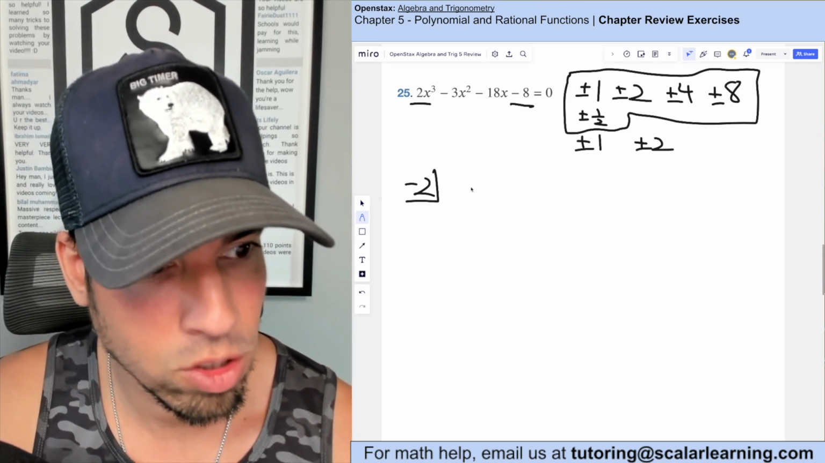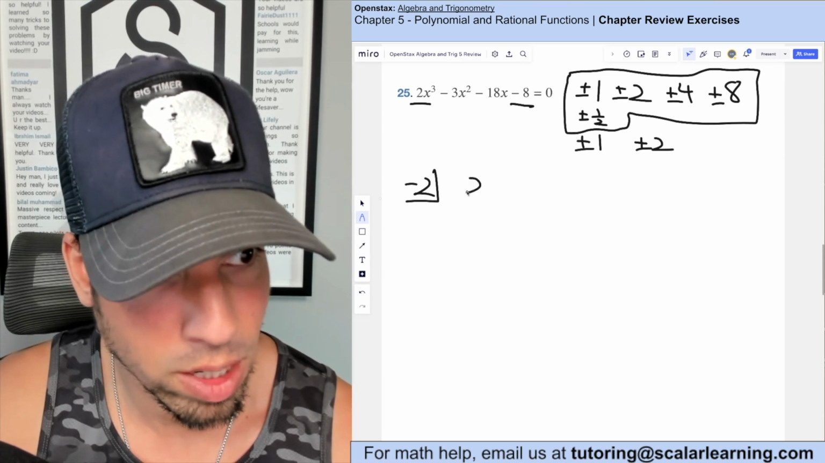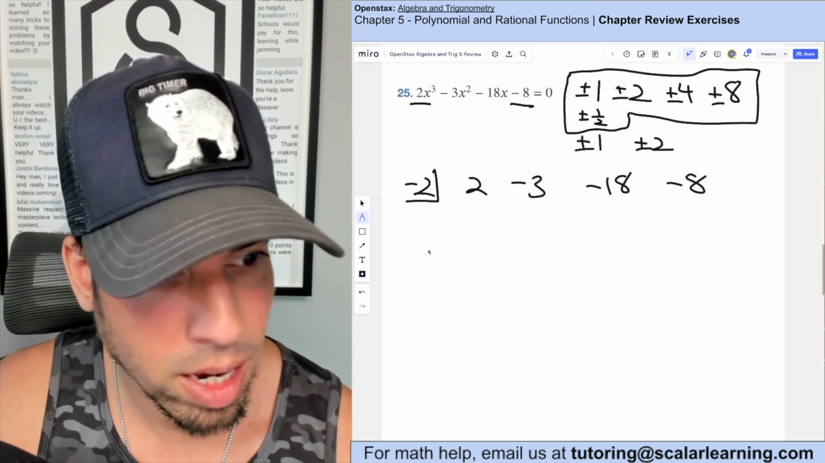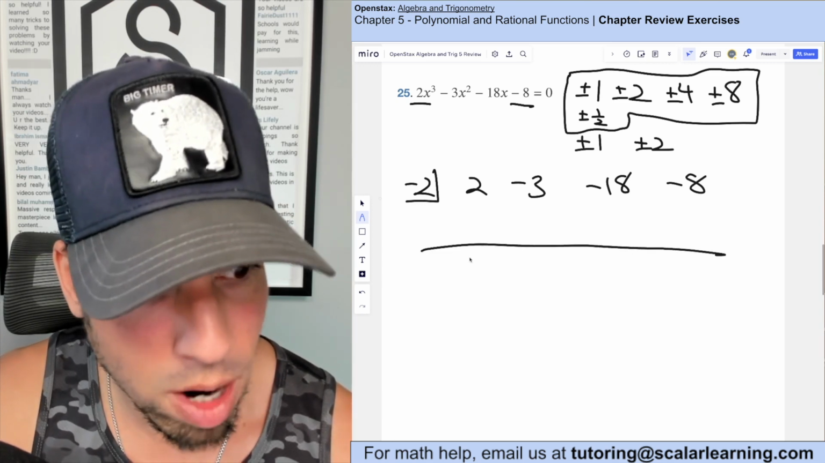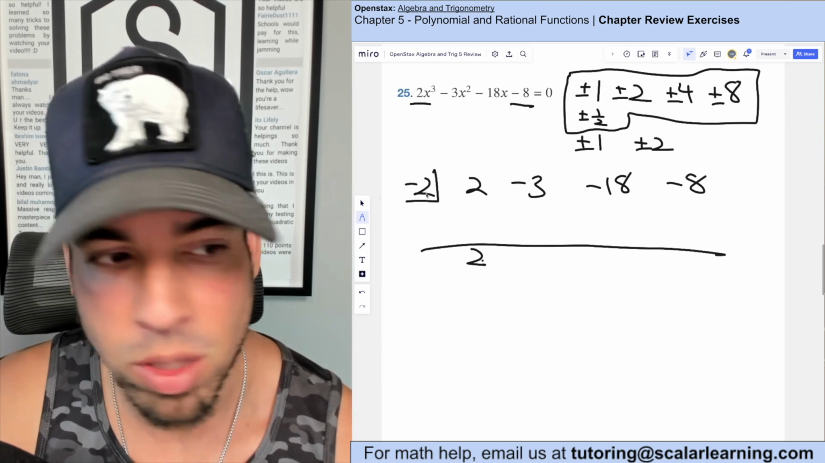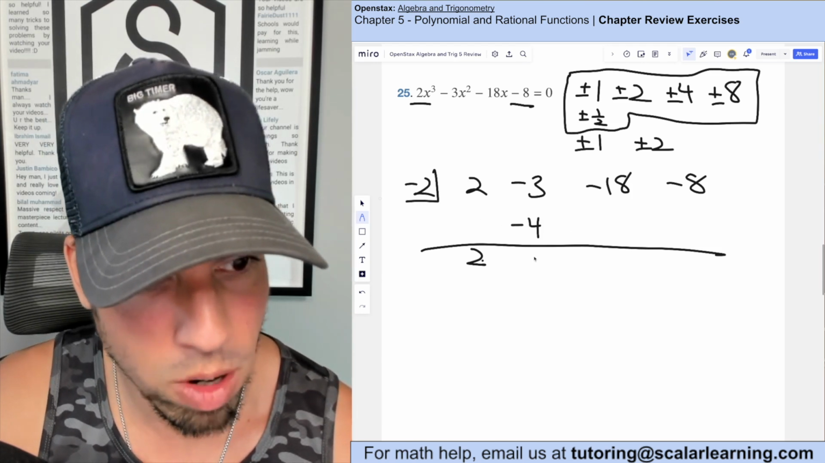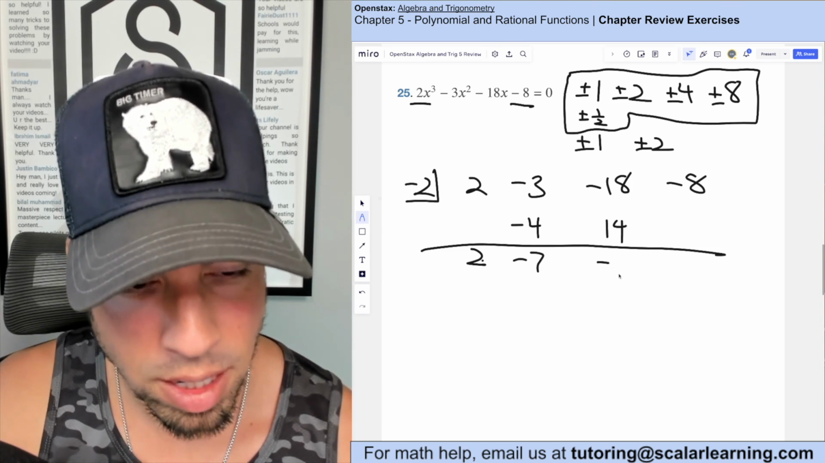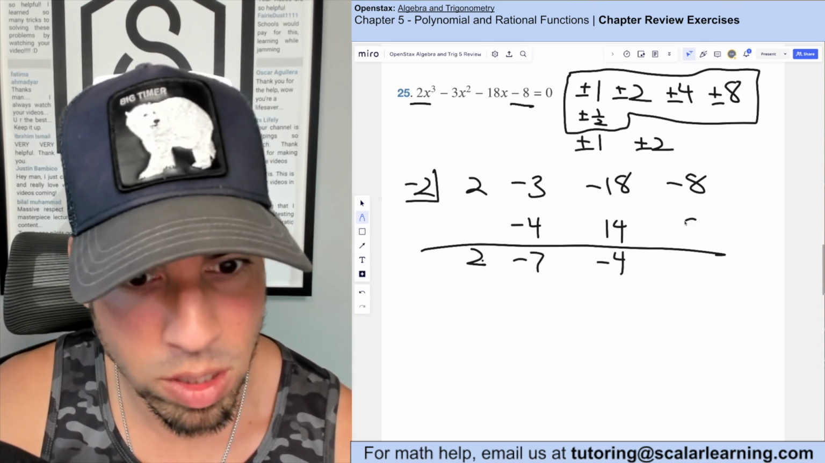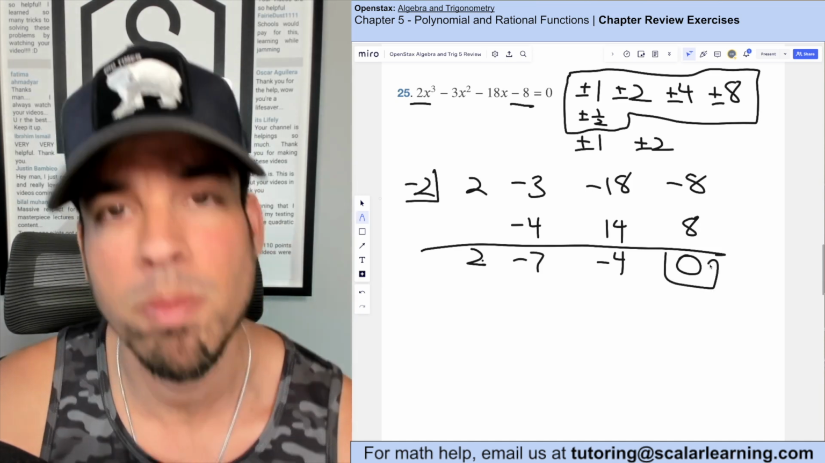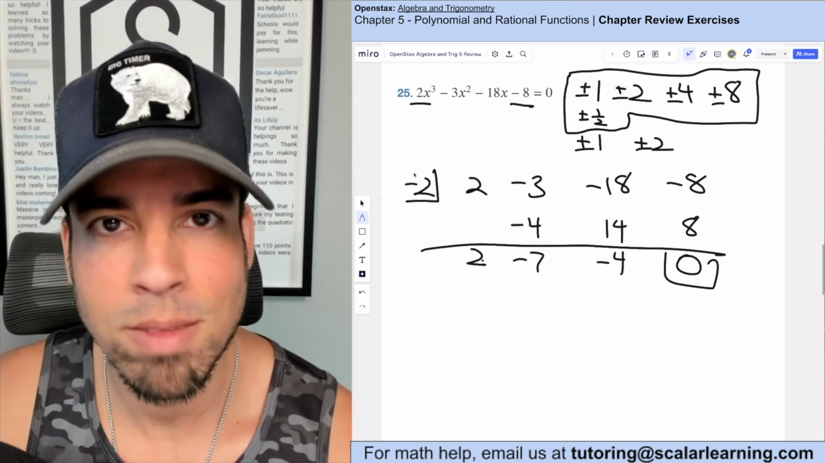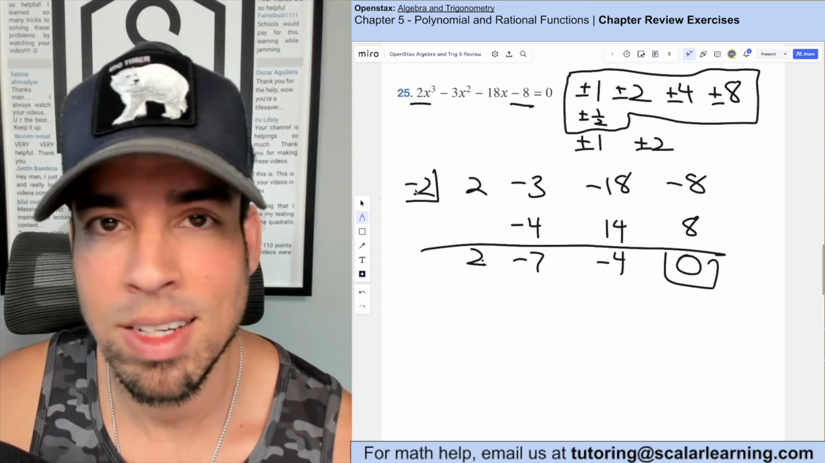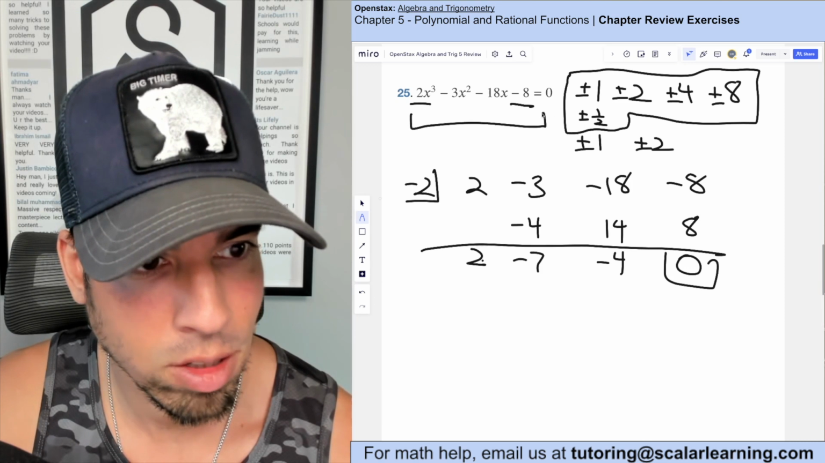So here we're going to take these coefficients in descending order of degree. So we got the 2x cubed, -3x squared, -18, and -8. And as we run synthetic division, we drop the 2 down and then multiply by that number in the box. So 2 times -2 is -4. Add -7. -7 times -2 is 14. Add to -18, we get -4 times -2 is +8. And look at that. We get that beautiful remainder of 0, which means x minus -2, aka x plus 2, is indeed a factor, which also means that -2 is one of our zeros, aka solutions to this.